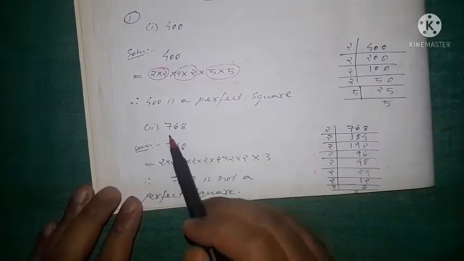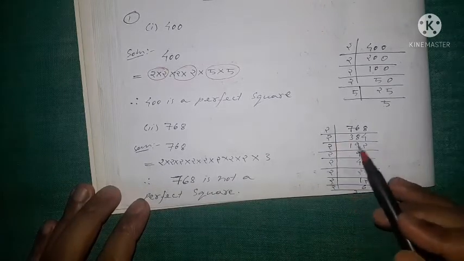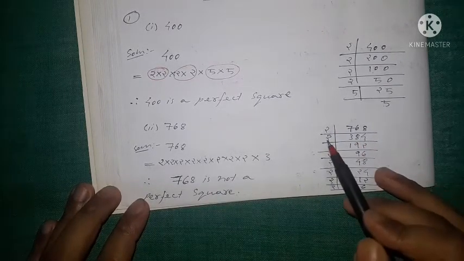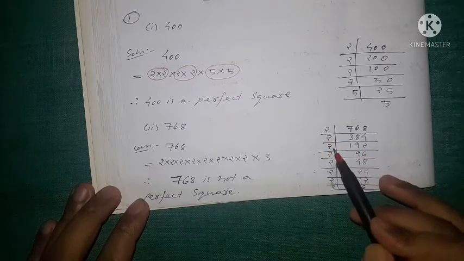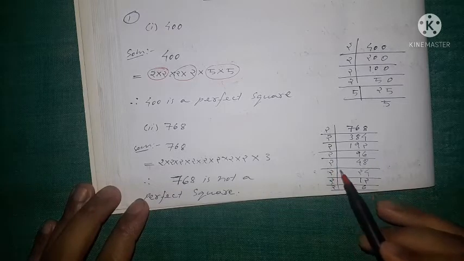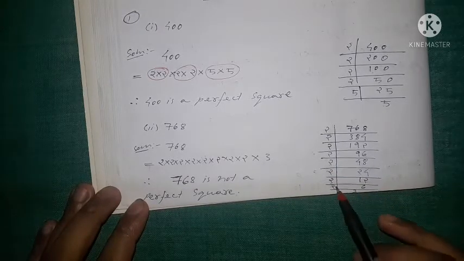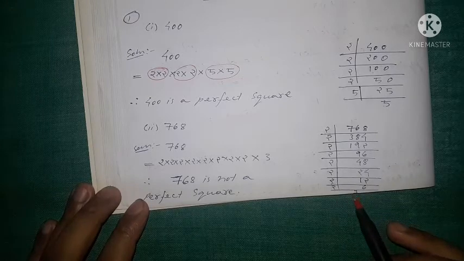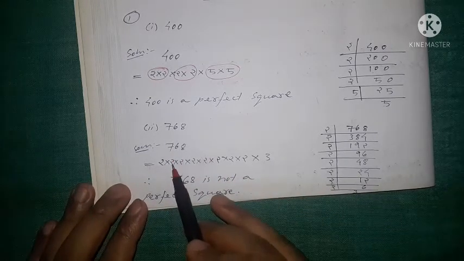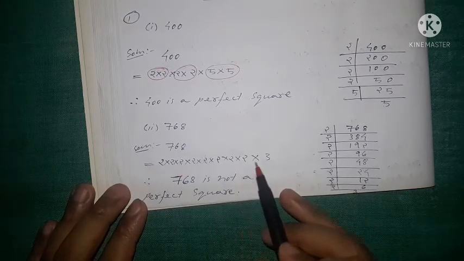So Roman number 2, it is given 768. So let us do the prime factorization of this one. So 2, it goes 384. Again 2 times, that is 192. Again 2 times, 96. Again 2 times, it is 48. Again 2 times, it goes 24. 2 times 12, 2 times 6, 2 times 3. So therefore, in place of 768, we can write 2 into 2 into 2 into 2 into 2 into 2 into 2 into 2 into 3.